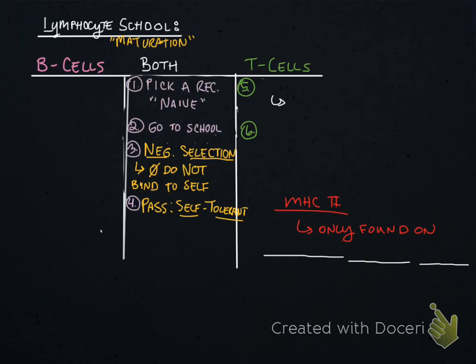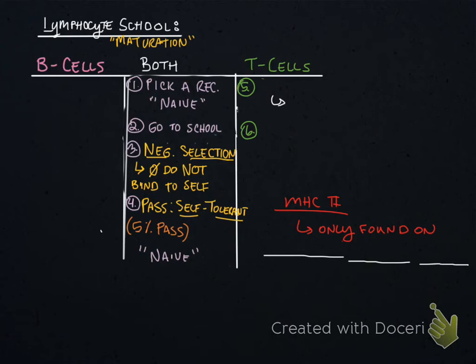Interestingly enough, only 5% will pass negative selection. That means that 95% of these cells actually will have to die, and they do this by apoptosis. At this point, cells are still considered naive. They are not yet active, meaning they don't have a real function yet. So B cells are good.